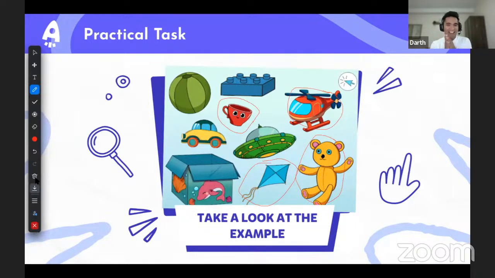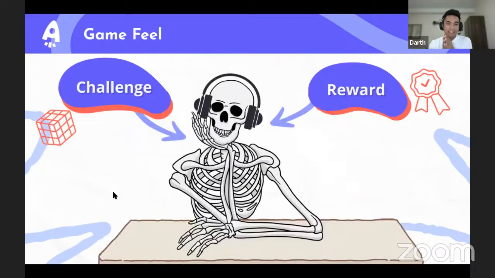Right, let's break it down. Was there a challenge? I asked the student to identify the colors, right? That's a challenge. Were there praises and rewards? I said very good. That's a praise, right? But did it feel like a game? Not really. So what was missing? There was a challenge, there was a reward. So what do you think is the key ingredient?